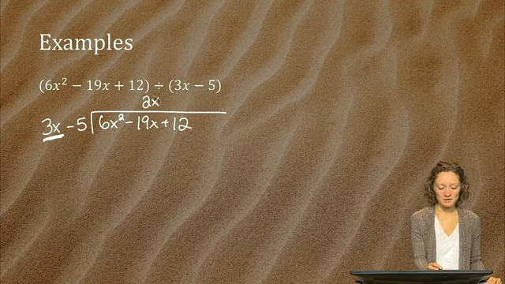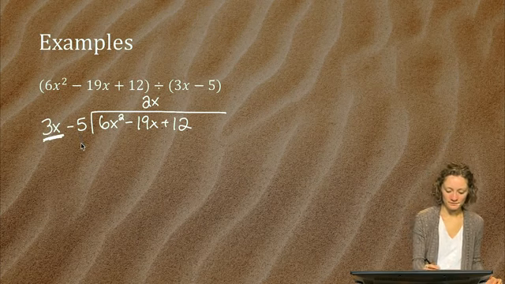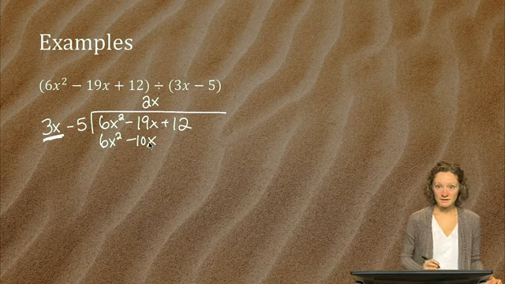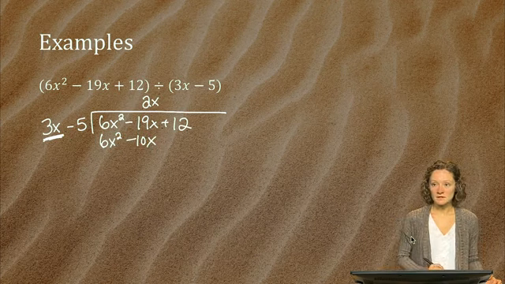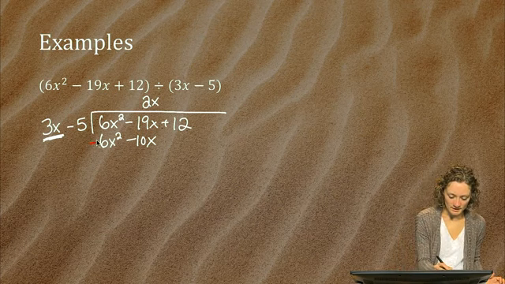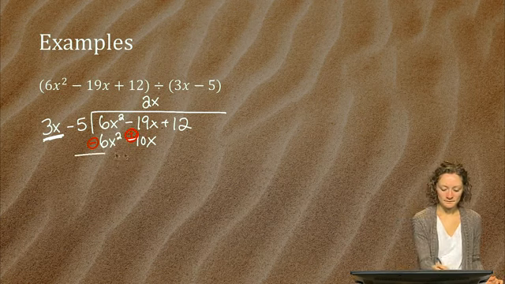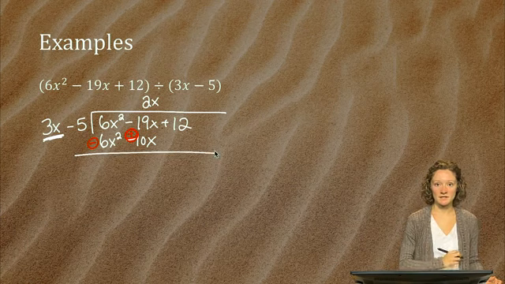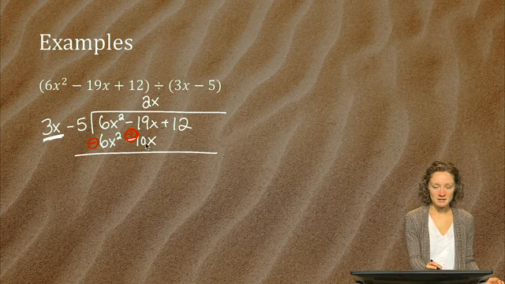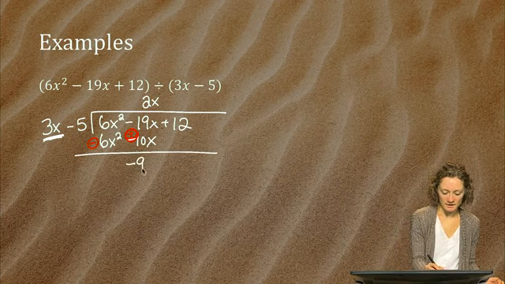All right, so then multiply this 2x by 3x minus 5. We get 6x squared minus 10x. Don't forget, these get subtracted, which means their signs change. Now combine. 6x squared minus 6x squared, gone. That's the whole reason you chose 2x. Negative 19x plus 10x, negative 9x. Bring down the 12. Plus 12.